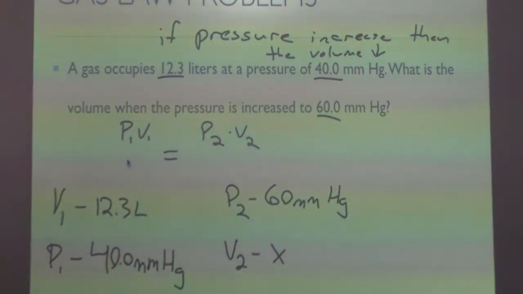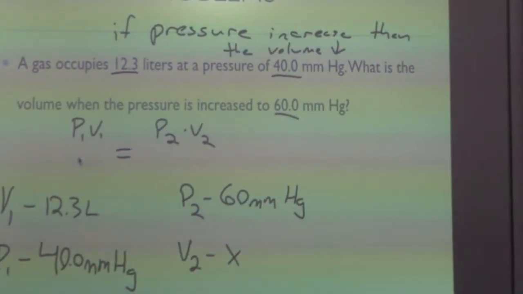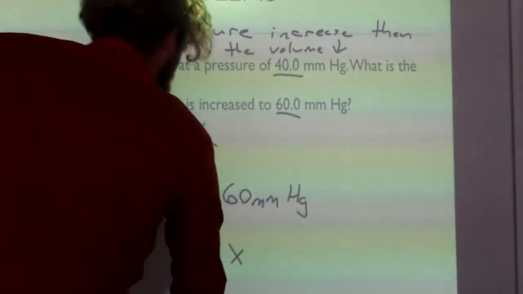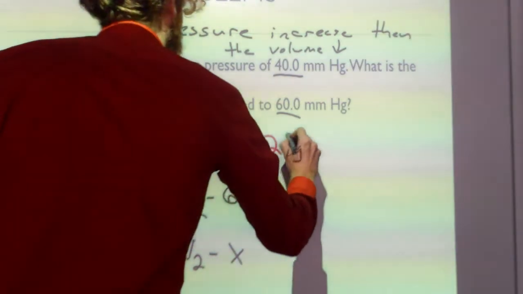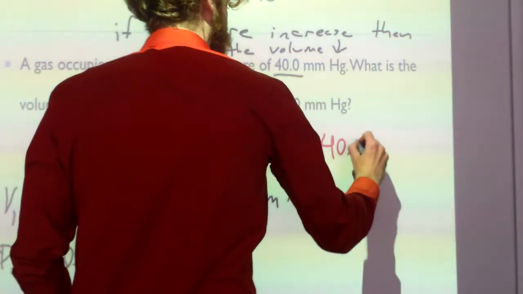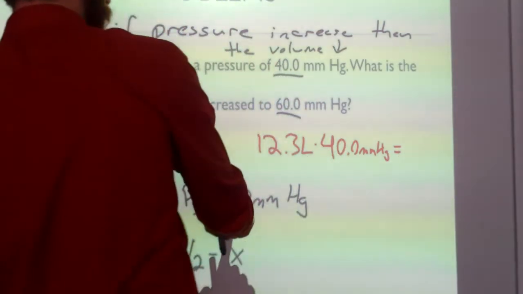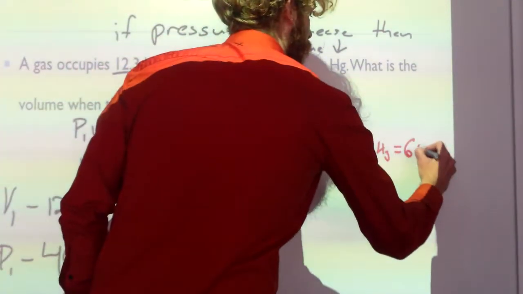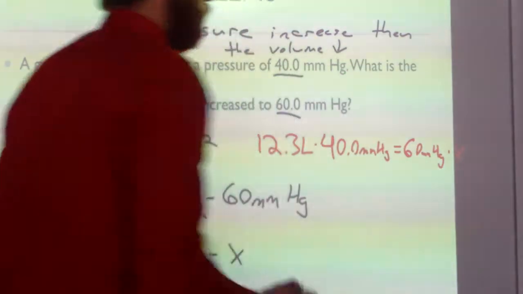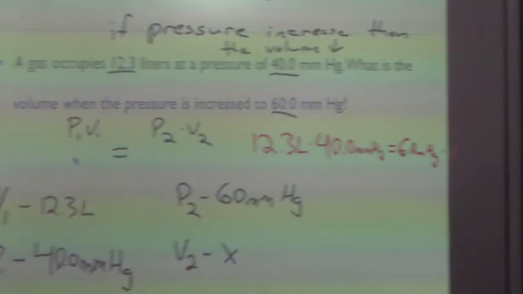Now we can plug this into the equation and solve. So let's plug it in. So we have 12.3 liters times 40.0 millimeters of mercury equals our 60 millimeters of mercury times X, our unknown. So now we're just left with math. We have to solve for X.